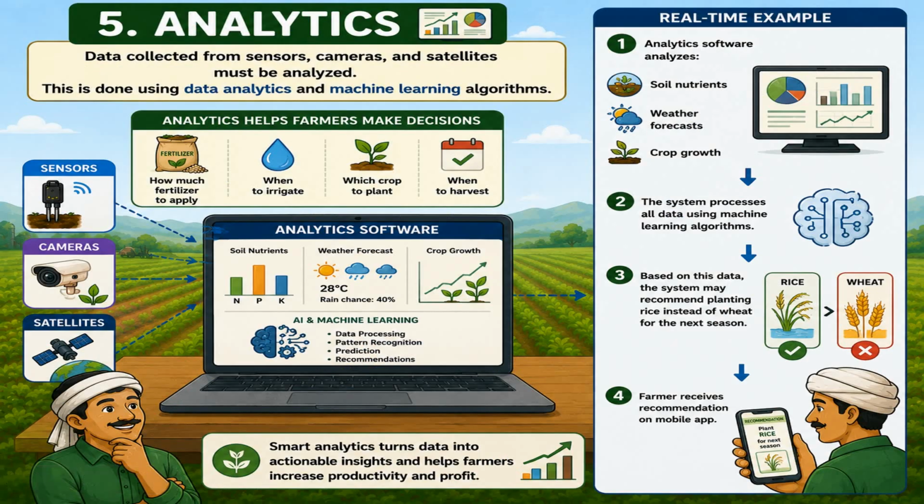Then comes the analytics, where analytics is the process of examining and also interpreting the data collected from the sensors, cameras, and satellites, and the goal is to help farmers make better farming decisions. So here you can see there is data which is coming from different sources, that is, it may be from sensors, cameras, or satellites. So the goal here is to help the farmers make better farming decisions.